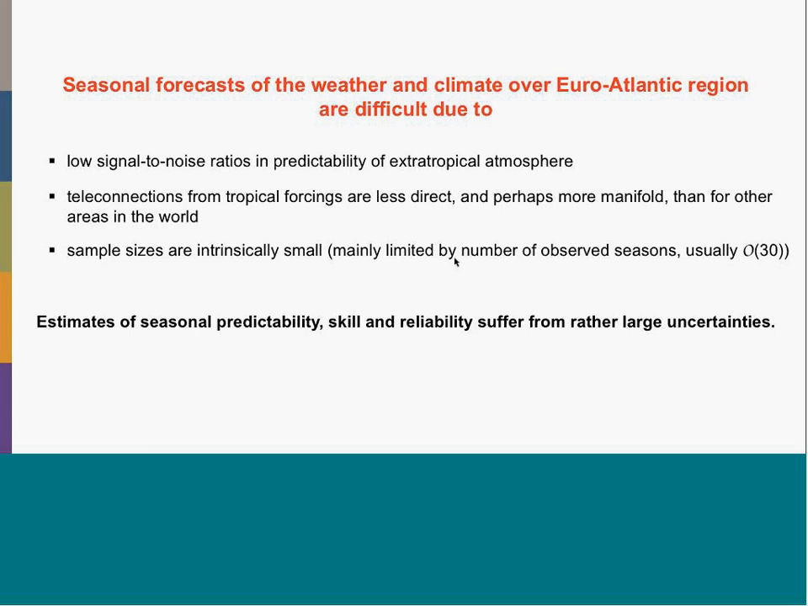And then another point that is really important, I think, is that the sample size for seasonal forecasts, to make such statements and predictability estimates, is intrinsically always small, and it is mostly limited not so much by the model. We can create as many samples as we want with the model, but it's limited by the number of observations of the seasons. And usually we talk of a sample size of the order of 20 to 30 years, 20 to 30 seasons. So that means that the estimates of seasonal predictability, skill and reliability always suffer from rather large uncertainties. And we should never forget it and always keep it in the back of our mind if we look at exciting results like high skill levels, for instance.